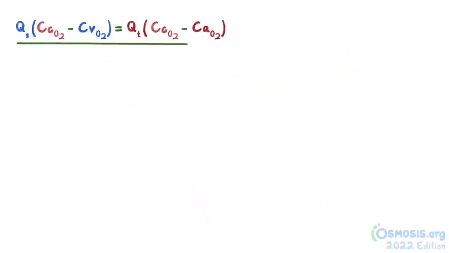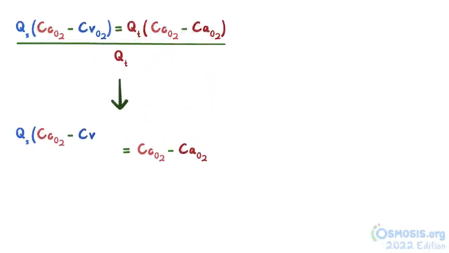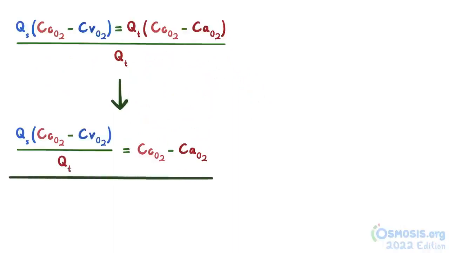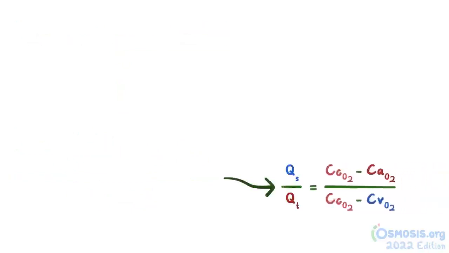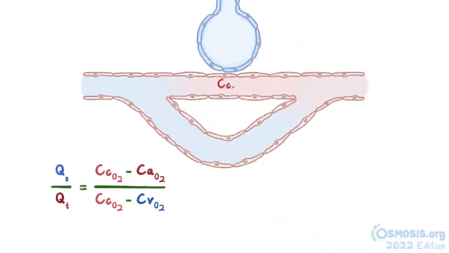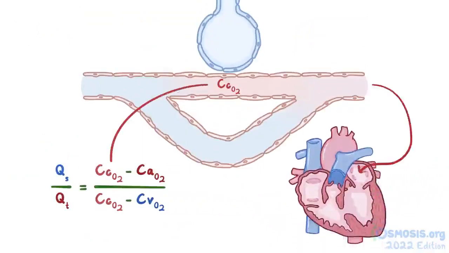Now we divide both sides of the formula by QT, crossing it out from the right side, leaving us with QS times CCO2 minus CVO2 divided by QT. And then divide again by CCO2 minus CVO2 on both sides to get rid of it on the left side. So we're left with the shunt fraction equation, QS divided by QT. The numerator has CCO2 minus CaO2, which is the oxygen content of the blood flowing through the pulmonary capillaries minus the oxygen content in the arterial blood.